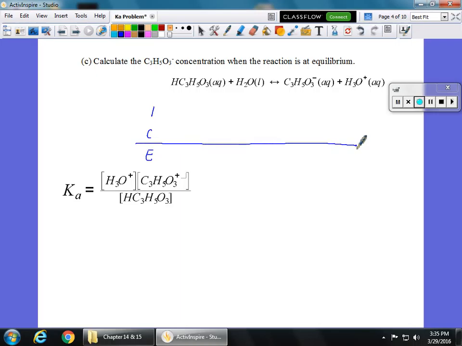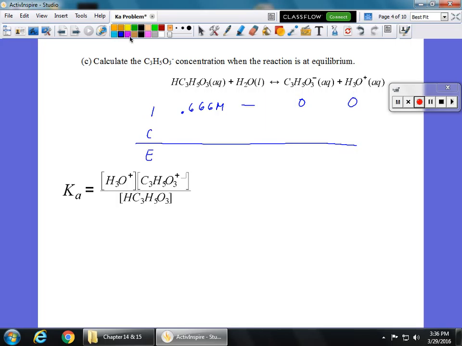So if we go back to the last part, we found that the initial concentration of the acid is 0.666 molar. The water, we're not going to worry about. We're not looking at the concentration of water. It's not in the expression. And both of these were 0, right? The hydronium and the conjugate base.